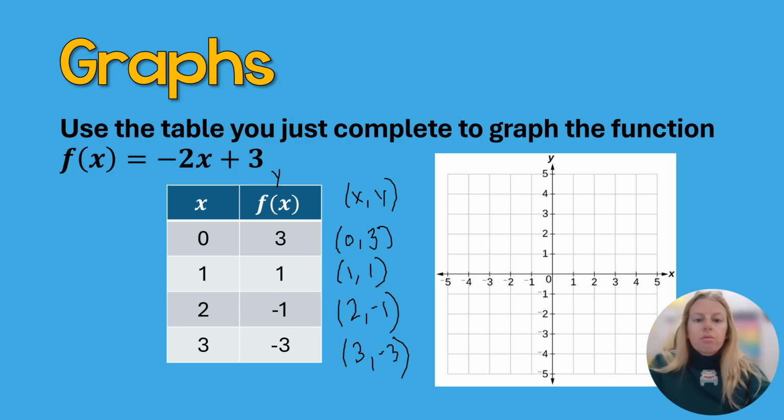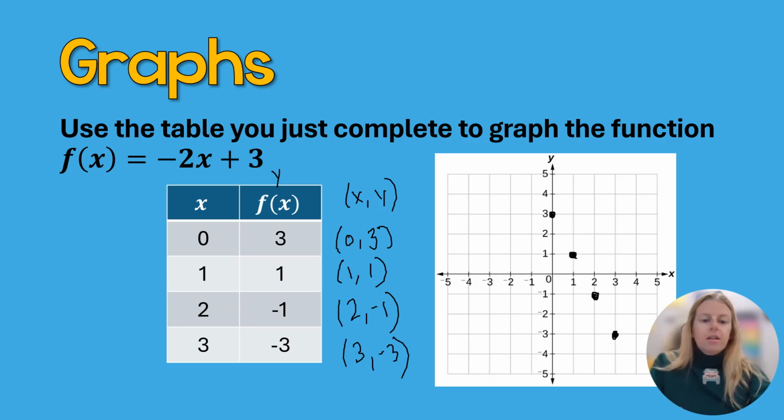So 0, 3 is up here on the y-axis at 3. Over 1, up 1 is here. To the right, 2 and down, negative 1. And then to the right, 3 and down, negative 3. So we're plotting all of those points. And when I connect those, I get a nice line. Oh, that is horrible. Let's try that again.